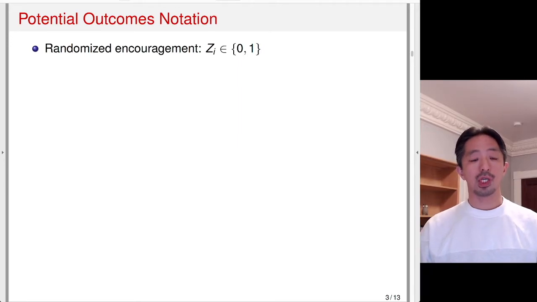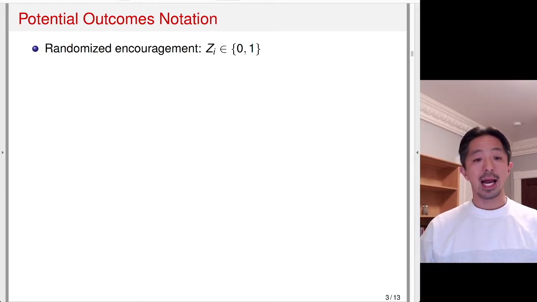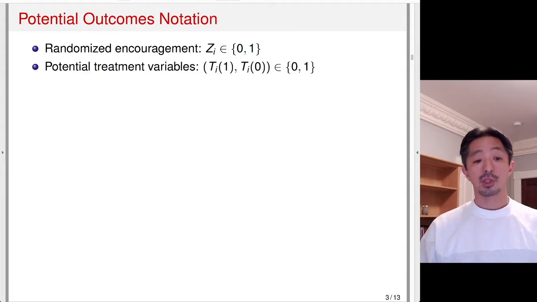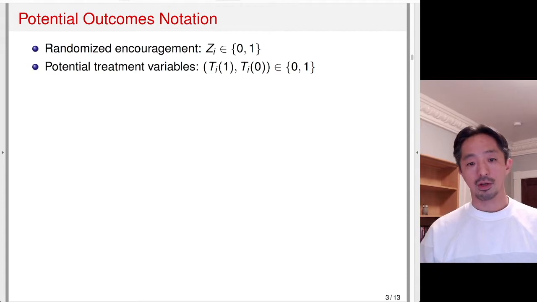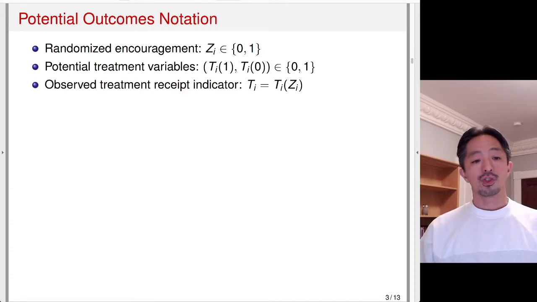We use the potential outcomes notation as before. We're going to use Z_i to represent the randomized encouragement. So Z_i is equal to 1 if you're encouraged, and equal to 0 if you're not. We're going to have potential treatment variables because the actual receipt of the treatment may depend on the encouragement status. So we have two potential values: T_i(1), the treatment status under the encouragement, and T_i(0), the treatment status without encouragement, and it's also binary, whether you actually receive the treatment or not. The observed treatment receipt indicator is T_i, so we only observe one of the two potential values, which depends on the actual realization of the encouragement Z_i.